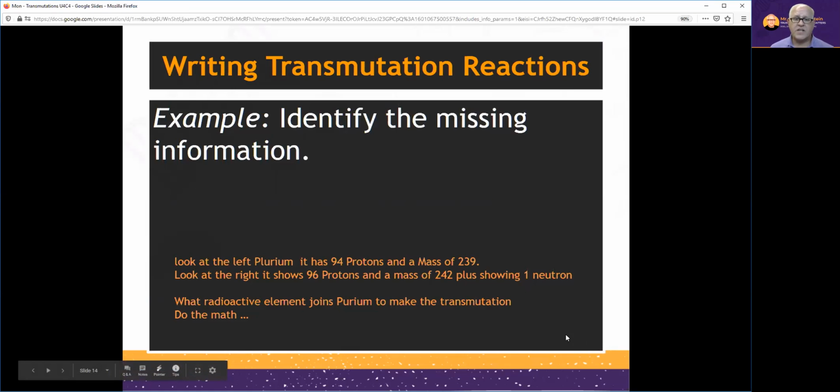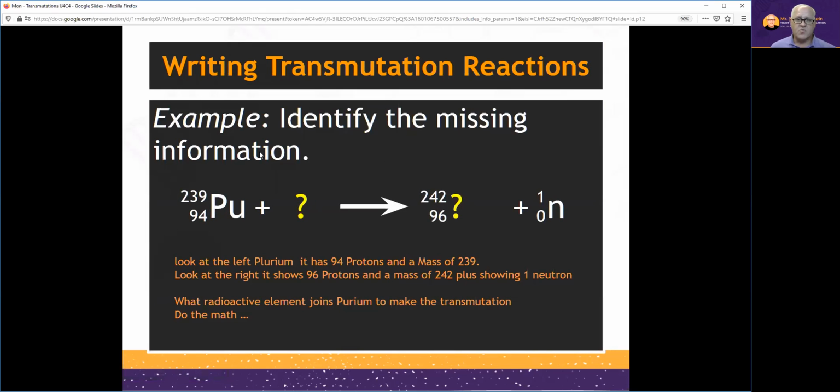All right, so when you write transmutation reactions, you want to identify the missing information. So we're going to do an example here and identify the missing information. So this is what a transmutation reaction looks like. It starts out as one element on the left, becomes another element on the right. Let's fill in some pieces of information.